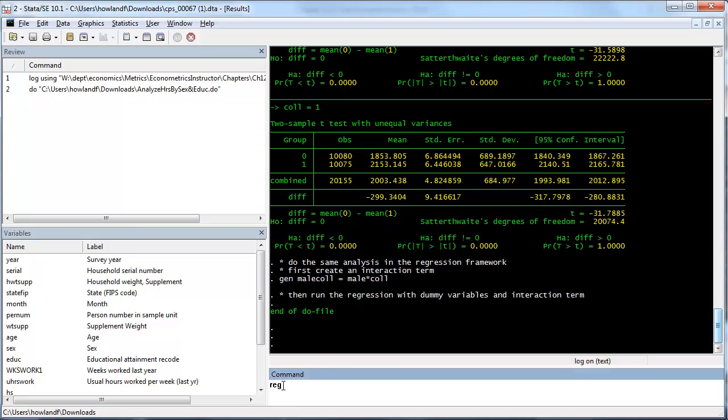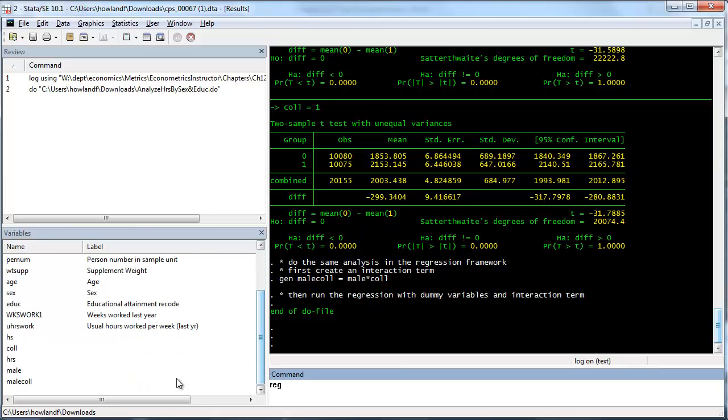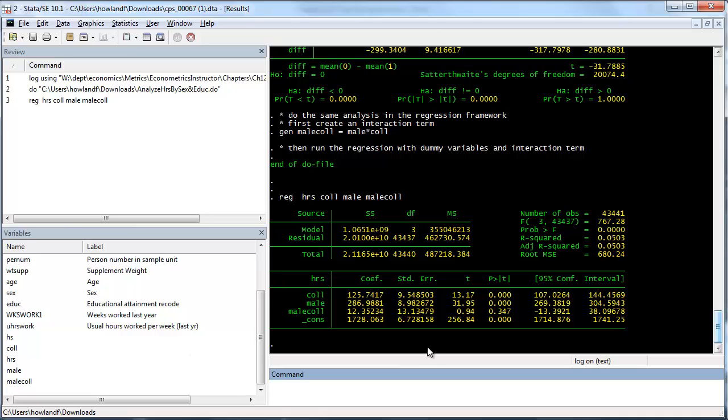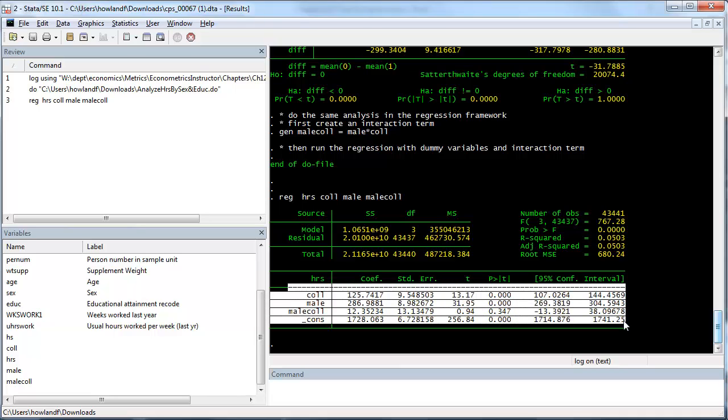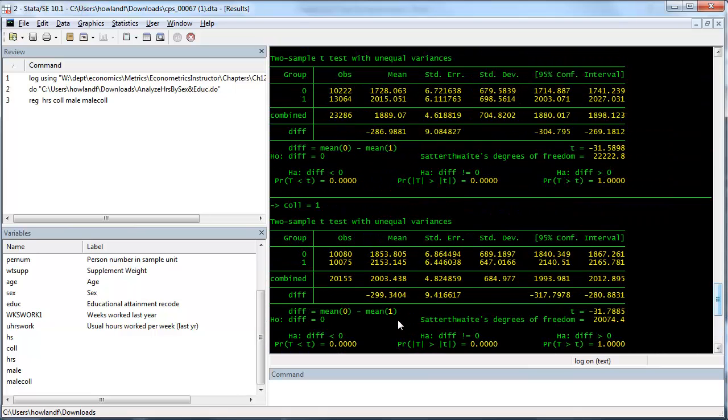So we're going to do reg, and what we're interested in is hours worked as a function of, let's see, where is it here? Hours as a function of college, male, and male college. Let's get the result, okay? Now, what I want to point to is these numbers, those actually relate to what we saw above. I mean, you can simply hunt for this 286 number. We saw that for a 125 number. And then if you sum 125 and 12, you get something like 137. And if you take the differences, you're going to be able to basically replicate what we saw here.